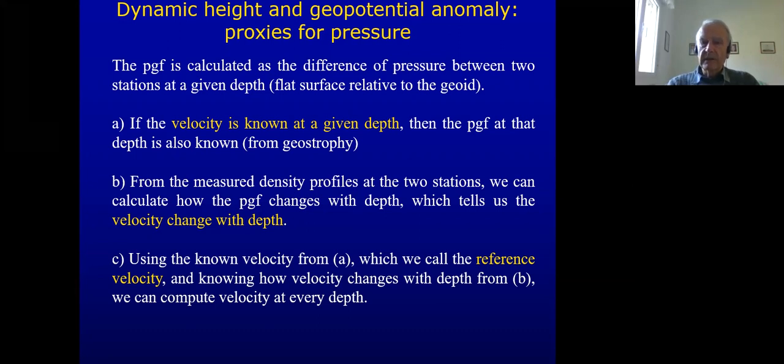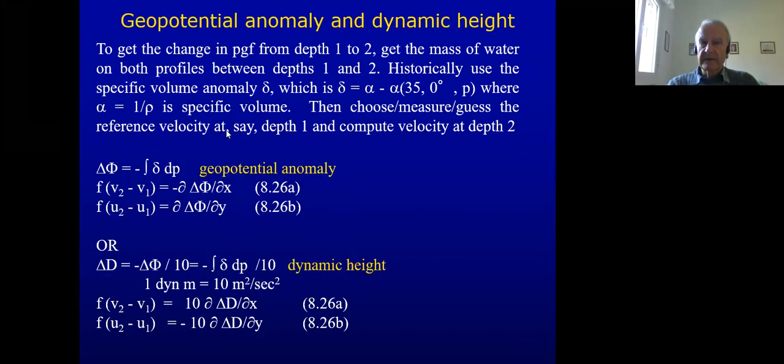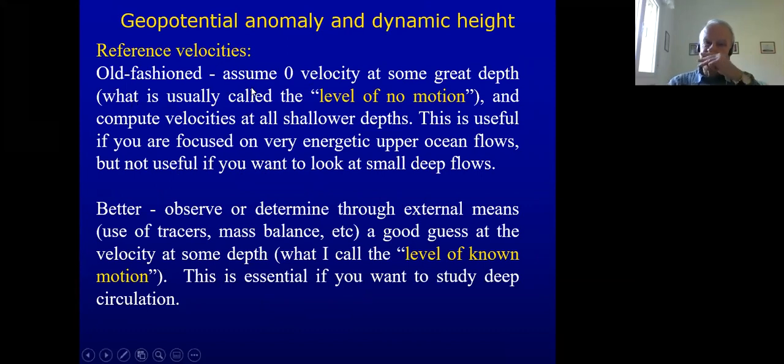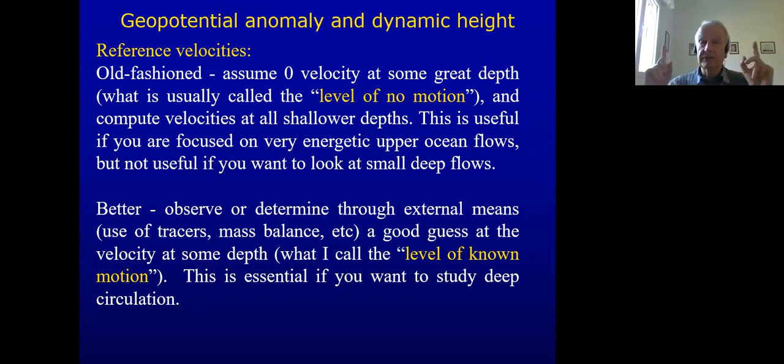Okay, so this is what we have talked about. Here is the old-fashioned approach, where we assume zero velocity at some great depth, what is usually called the level of no motion. And then we compute velocity at all shallower depths. This is useful if you are focused on very energetic upper ocean flow, but not useful if you want to look at deep flows. You also have to take into consideration that these small deep flows are very weak.